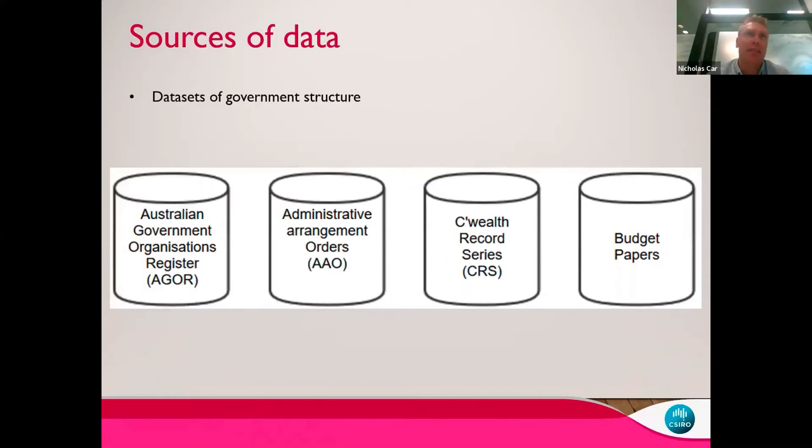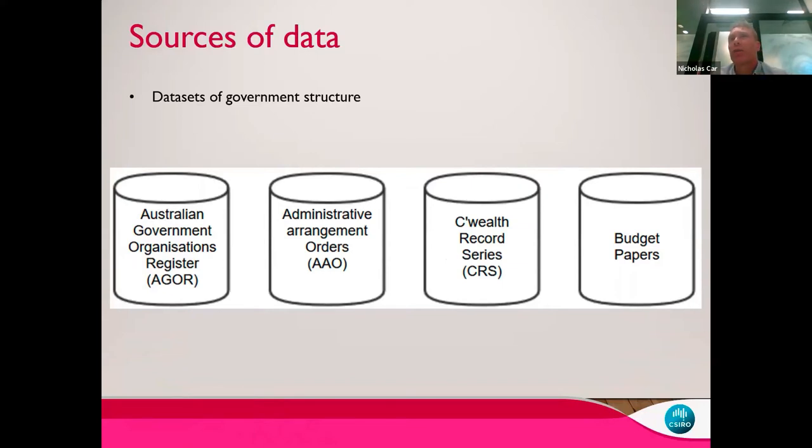Now, the data sets that we're using in particular in this project: it's the Australian Government Organisations Register, AGOR, that's the Department of Finance. Then the collection of administrative arrangement orders over time. That's really issued by Prime Minister and Cabinet. Not quite sure who owns it per se, but the National Archives have got them all listed as PDF documents, and then we've text mined those.